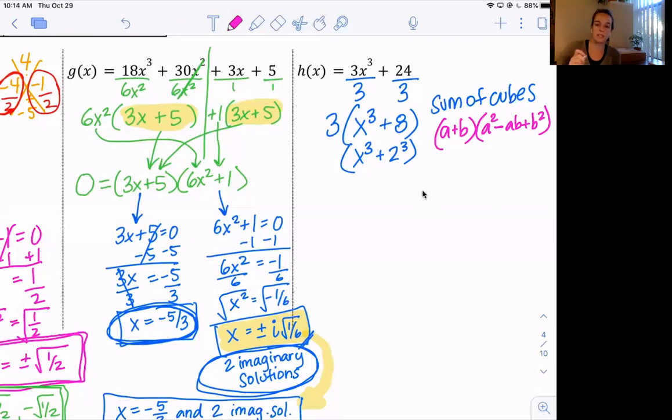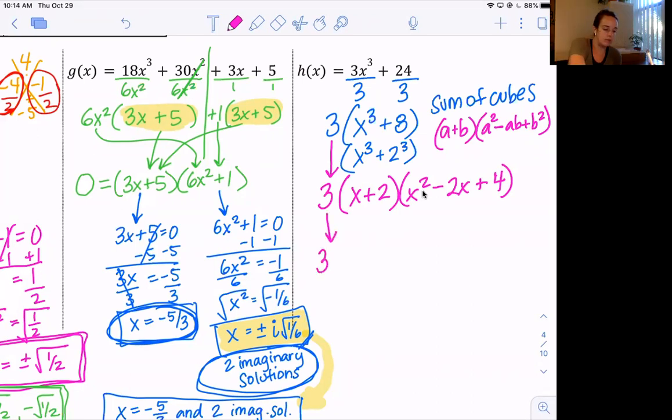So when I plug these in, I have x and 2. So I'm going to do x plus 2. And then I would have x squared minus 2x plus 2 squared, which is 4. And don't forget to bring down that 3. Okay. So I have my factored form.